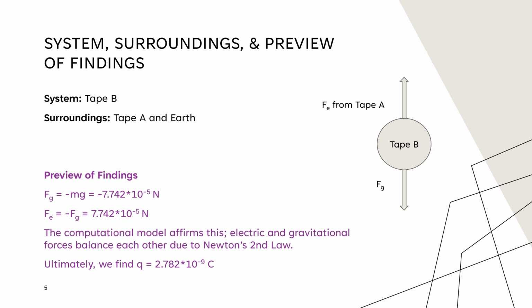And a brief preview of findings can be seen here. The force of gravity is equal to negative mg, which is negative 7.742 times 10 to the negative 5 newtons. You guys remember that from Physics 1. And then electric force, in this case, will just be the opposite with equal magnitude of gravity, thanks to Newton's second law. And the computational model affirms this. Ultimately, we find that the charge on the tape is Q equals 2.782 times 10 to the negative 9 coulombs. And you can see a free body diagram on the right.